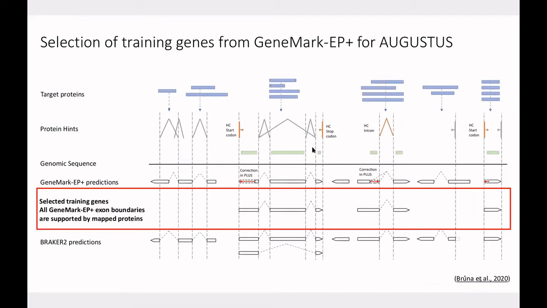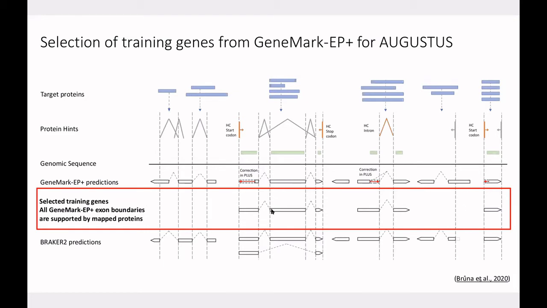So again, we can take a look at this diagram. On this track, we see GeneMark-EP+ predictions, and here we have a total of 6 predicted genes. However, not all of the predicted genes find good support in protein data. For example, this gene is not supported by proteins at all. We were able to map a start codon, which is symbolized here, but the mapped start codon is not even matching the predicted start codon. So this gene is suspicious, to say the least, so we do not want to use it to train Augustus.